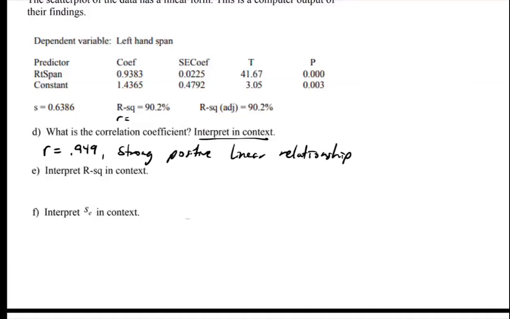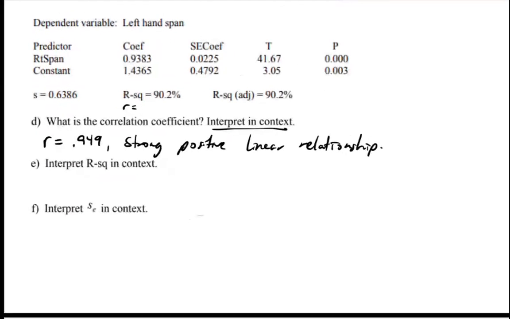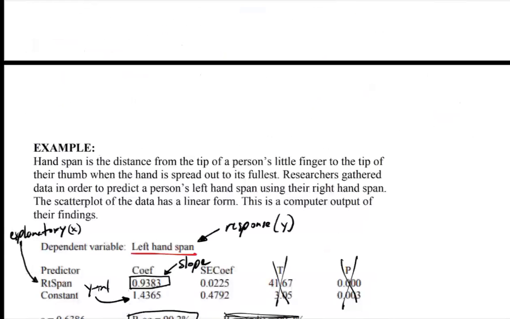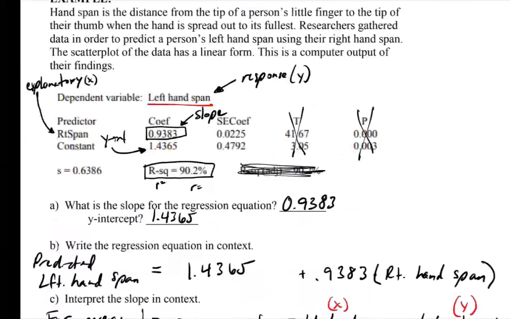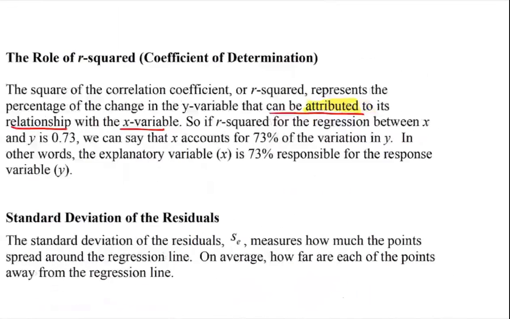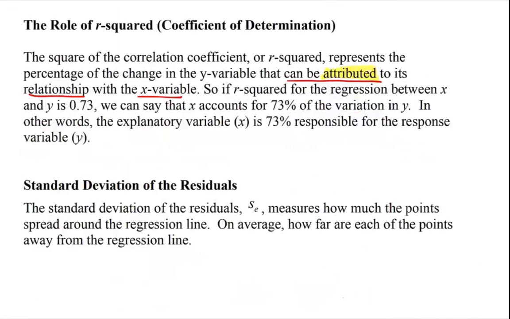Okay, so r squared. R squared was 90.2%. In other words, the explanatory, so what was our explanatory here? Right hand length, or right hand span, is 90.2% responsible for left hand length, left hand span.